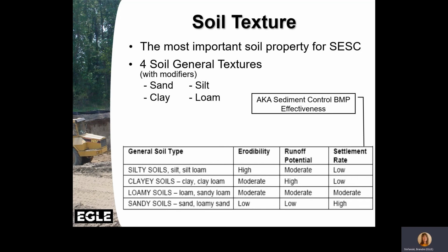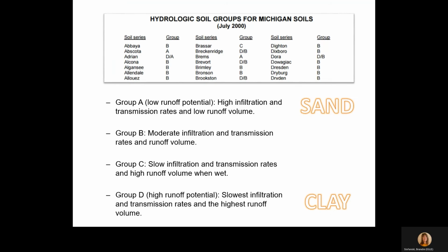We referenced settlement rates earlier. As you can see on this slide, sand has a high infiltration rate and low runoff and is in hydrologic group A. Sand settles out quickly. Clays are in hydrologic groups C and D. They have a low infiltration rate and high runoff potential.